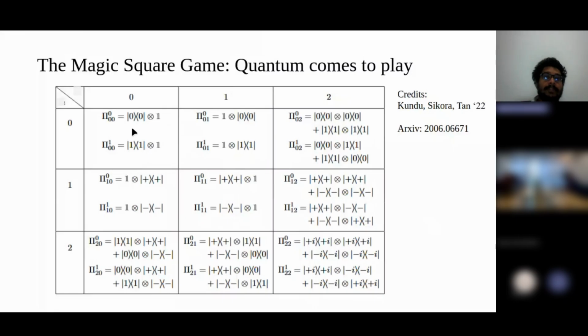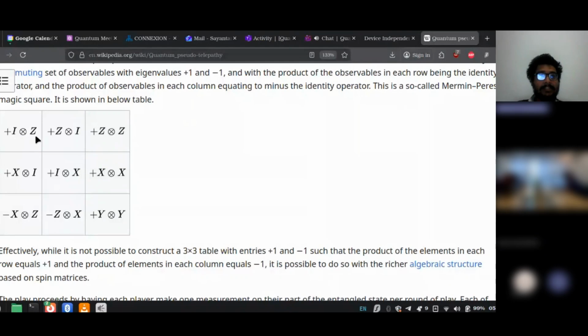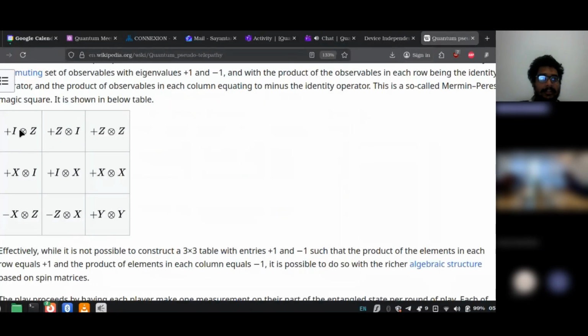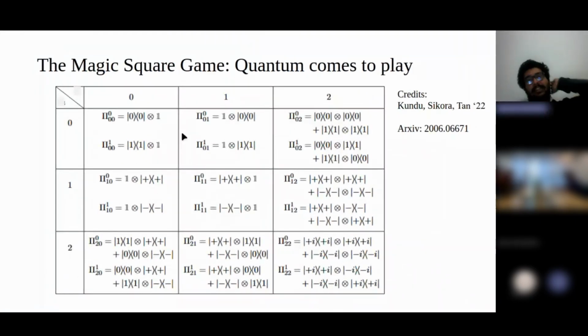For example, remember that the first entry was I tensor. Actually, this table is a little skewed, but this should be like Z tensor I, but it's the same thing. So if the first entry was Z tensor I, then the two PVMs that you get corresponding to outcome 0 and outcome 1 would be ket-bra 0 tensor identity and ket-bra 1 tensor identity. So you do that same thing for every cell and you get this table.